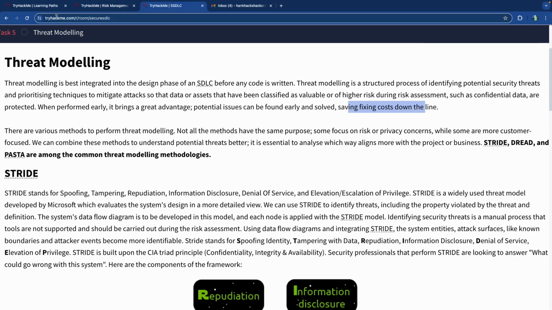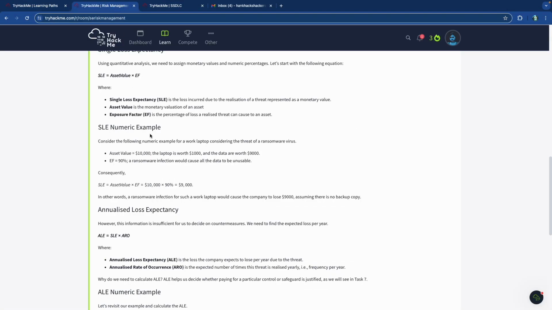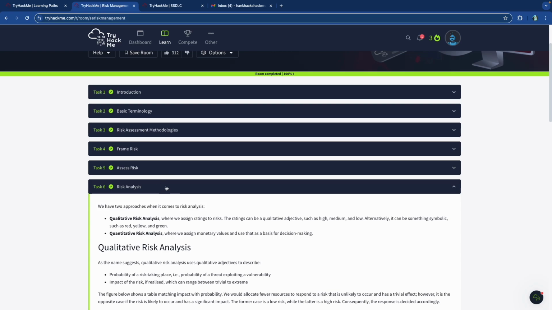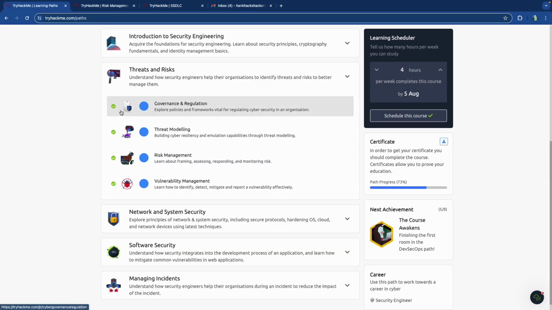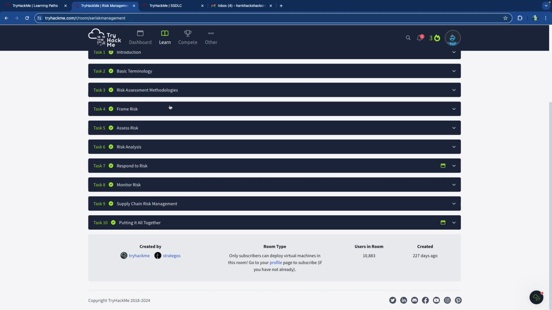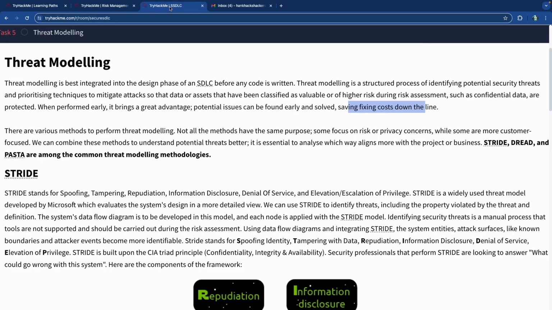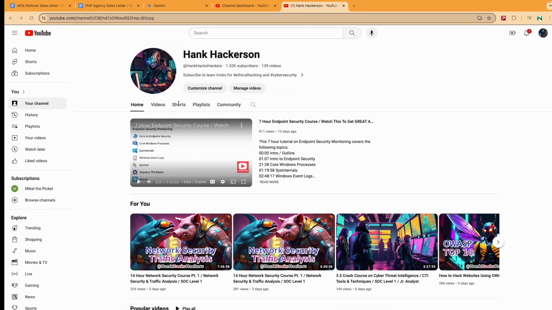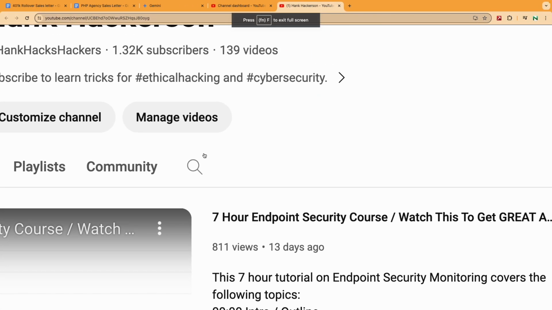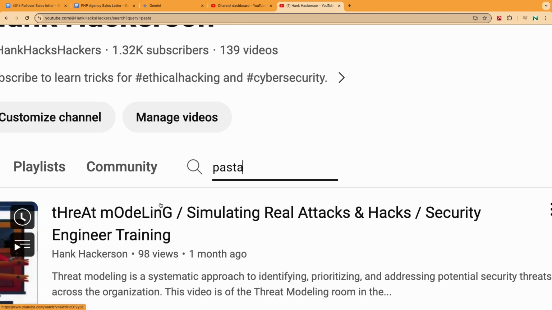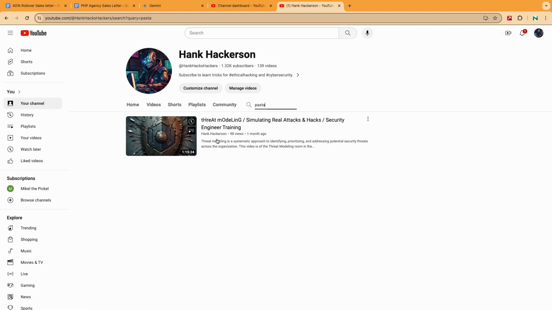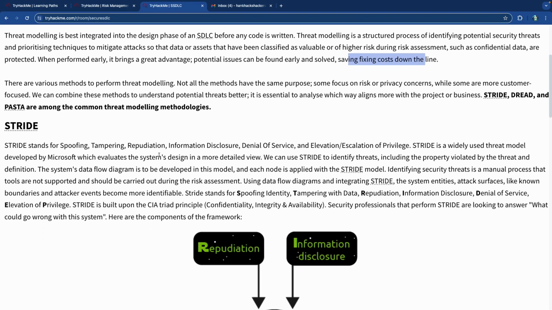Again, this was something that we actually did inside of this room. I don't know if it was in this room or the other one, but we definitely did a video on this because I remember those acronyms: STRIDE, DREAD, and PASTA. If you want to go find them, you can just look for STRIDE, DREAD, or PASTA inside the channel. This is our channel right here, and if you click on search and search for PASTA, there you go: threat modeling, simulating real attacks. The threat modeling video will show you everything there is to know about those different approaches.